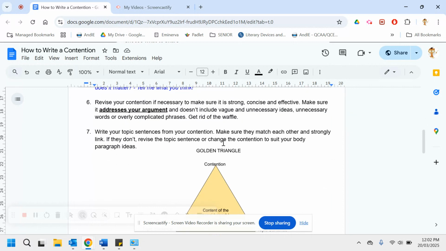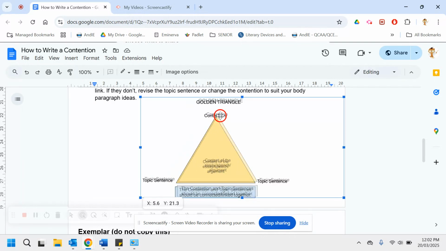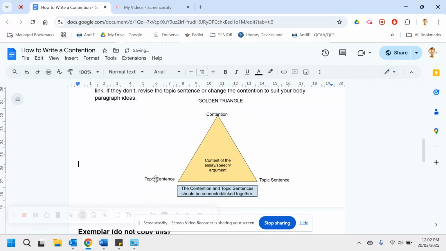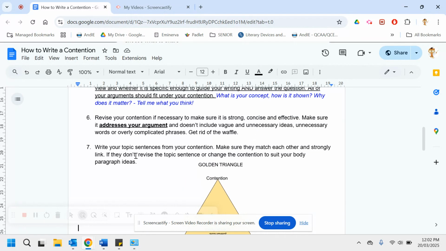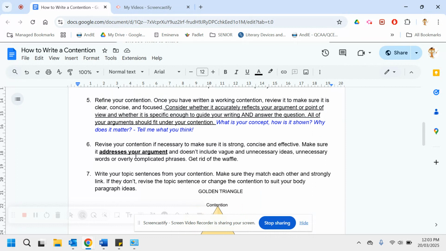Okay, so see the golden triangle here, we've got the contention at the top. Then you've got your topic sentences, and it's basically a triangle or a visual to show you that they are connected and that everything inside, right? Everything inside of the triangle needs to be related to the contention and the topic sentences. They've got to be connected. Okay, I should be able to read your contention and then read your topic sentences and highlight and make very clear links between them.